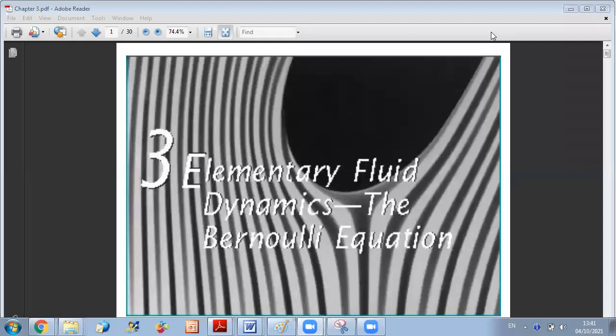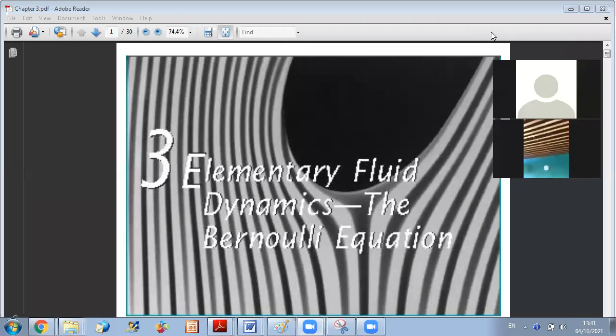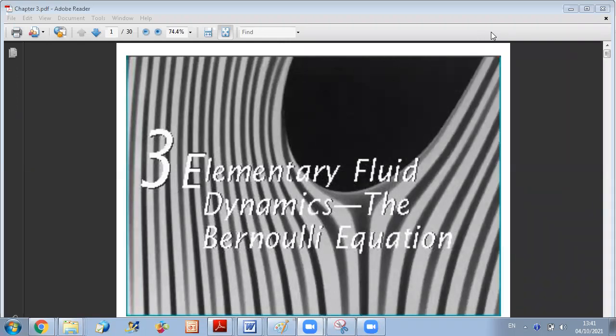Okay, so in this chapter, we will study the elementary fluid dynamics through the Bernoulli equation. You are familiar already, I think, with this term, and we will see together how the Bernoulli equation is widely used to solve several engineering problems.